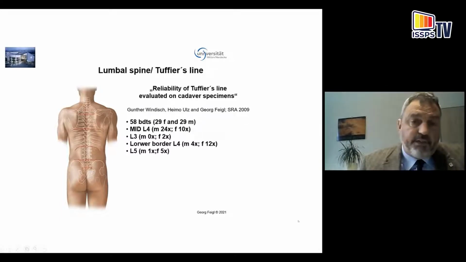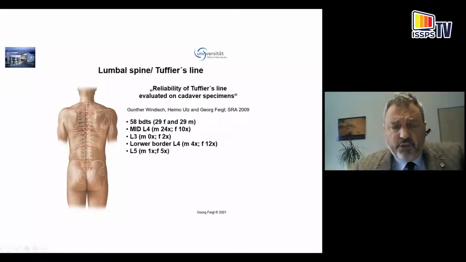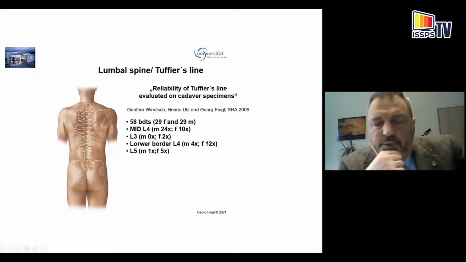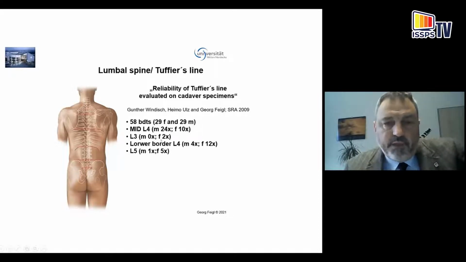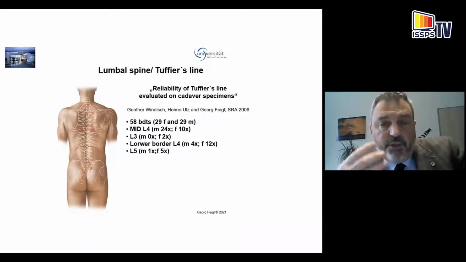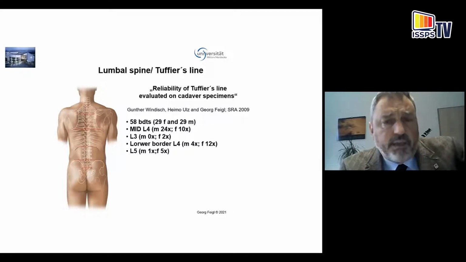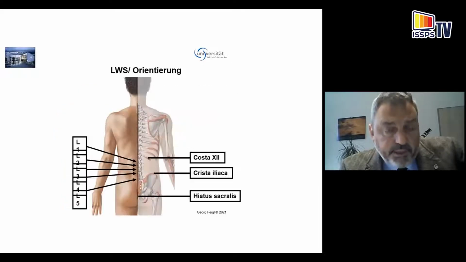And then afterwards we dissected and took a look at where our pins were inserted. And as you can see, we had the problem that in the female cadavers, we were partially not at the same level as we wanted to be. For example, L4, but sometimes we were at L3 and sometimes at L5. You can see this might also be caused by the fat tissue, which is a bit of a problem concerning orientation and palpation at the level of the lumbar spine.